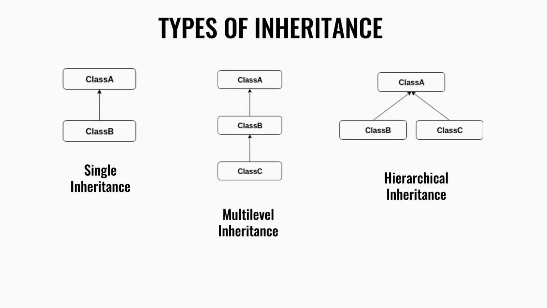In Java, we have three types of inheritance. Single inheritance, where a class extends only one superclass. Multilevel inheritance, which involves chaining multiple classes together in a hierarchical manner. A subclass extends another subclass, which in turn extends a superclass. And hierarchical inheritance, in which multiple subclasses inherit from a single superclass. This means that a superclass has multiple subclasses branching out from it.